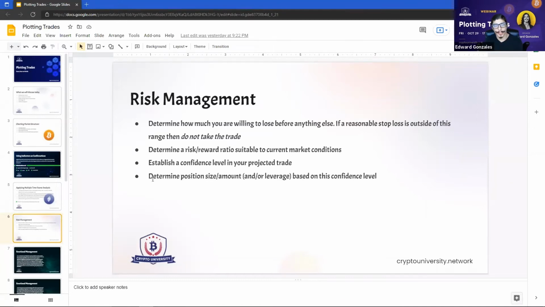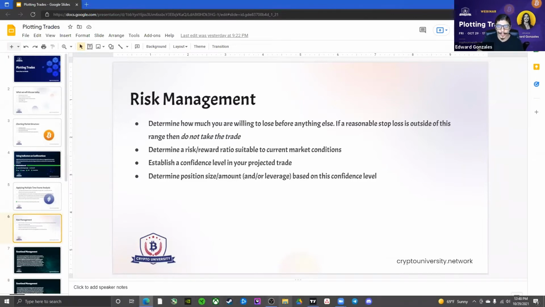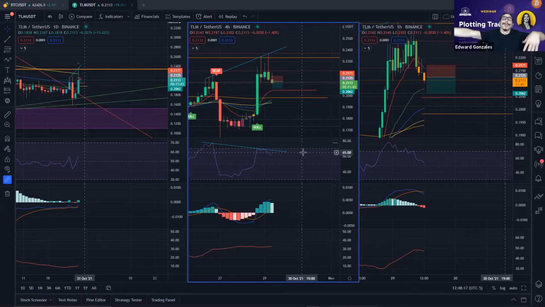So that leads me to the next point. Determine position size, amount, and/or leverage based on this confidence level. Plenty of people tell you guys all the time, I'm sure you've heard it, never use more than 3% of your balance in any trade. That's great advice, super sound advice. But that's not the fastest way to build an account.